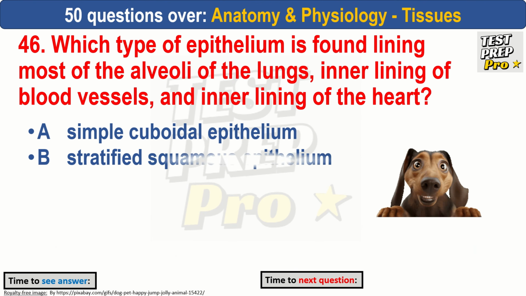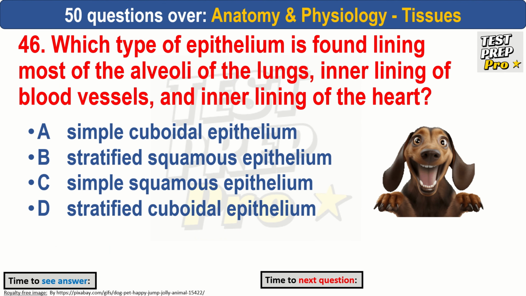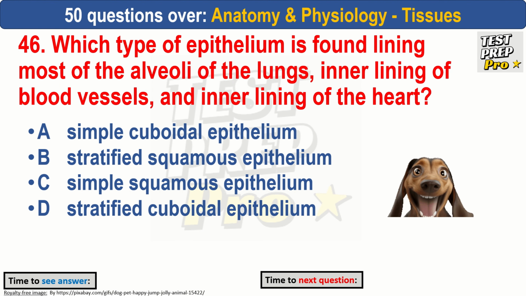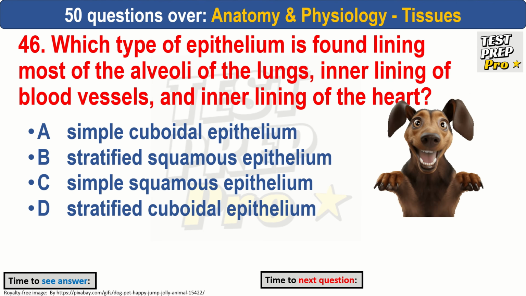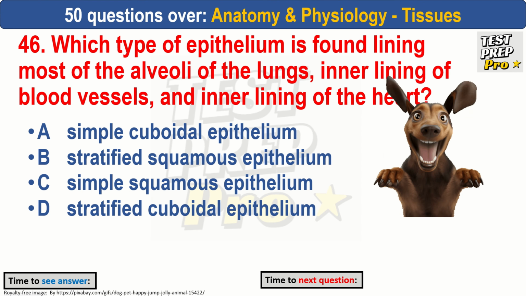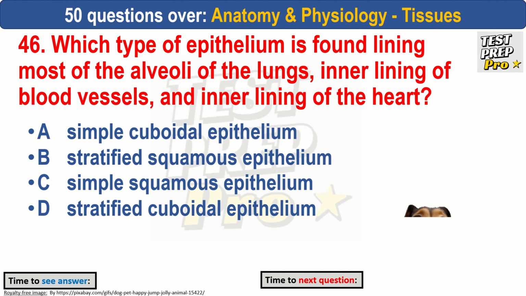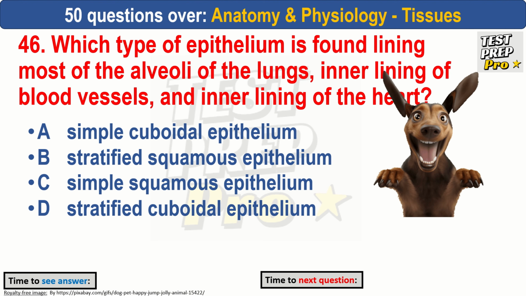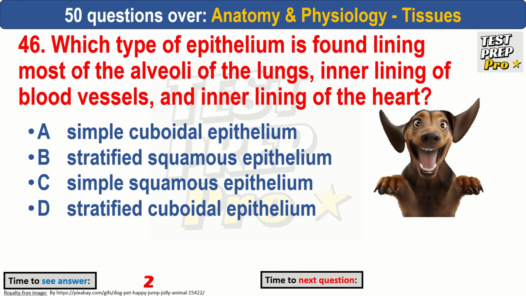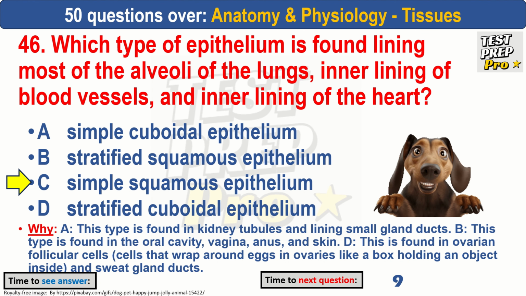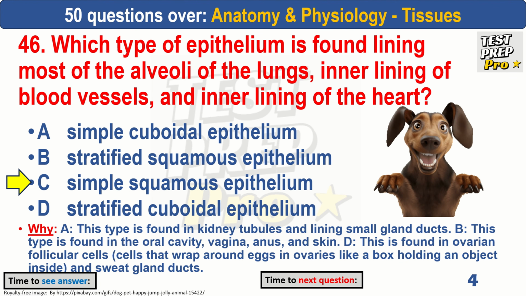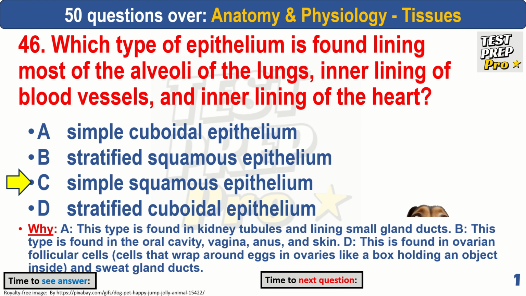Which type of epithelium is found lining most of the alveoli of the lungs, inner lining of blood vessels, and inner lining of the heart? Is it simple cuboidal epithelium, stratified squamous epithelium, simple squamous epithelium, or stratified cuboidal epithelium? It's simple squamous epithelium. It's just like flat little cells. Simple cuboidal epithelium, that's found in a lot of kidney tubules and small gland ducts.